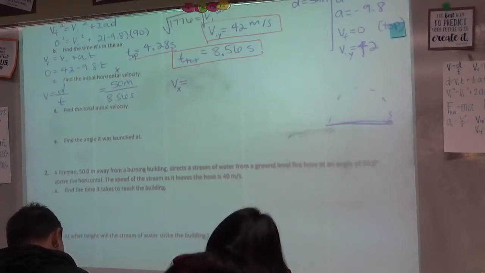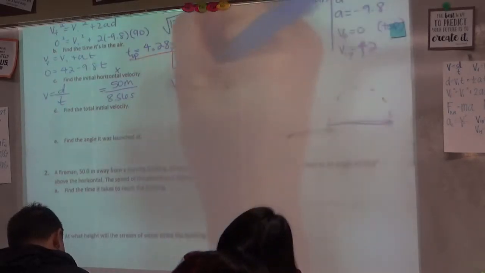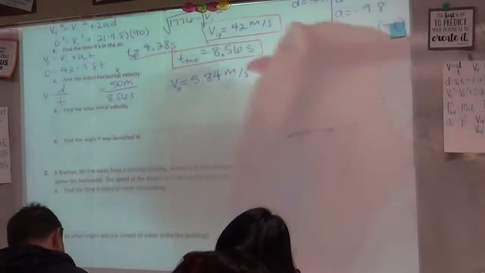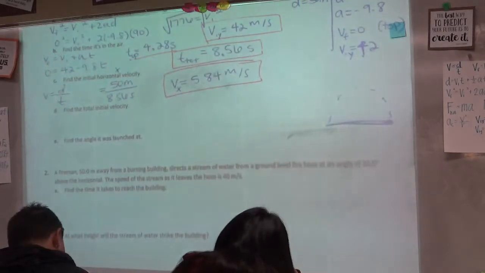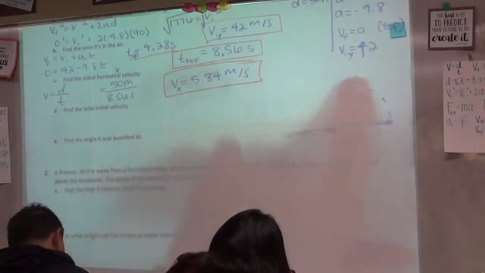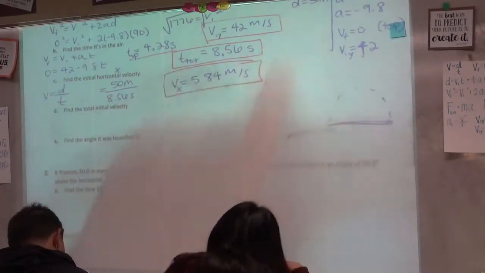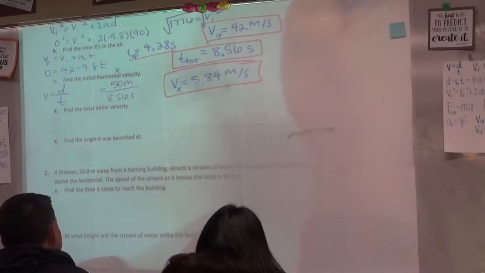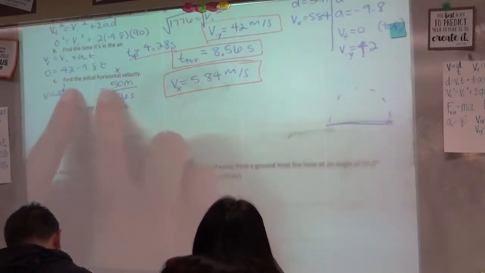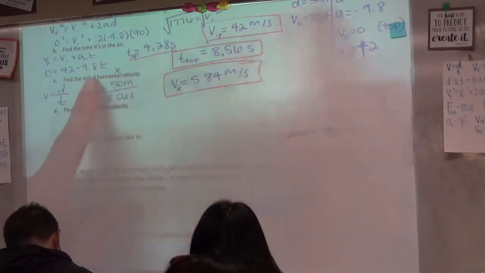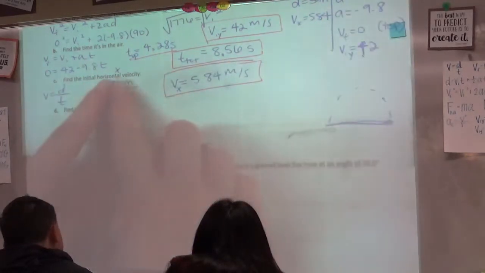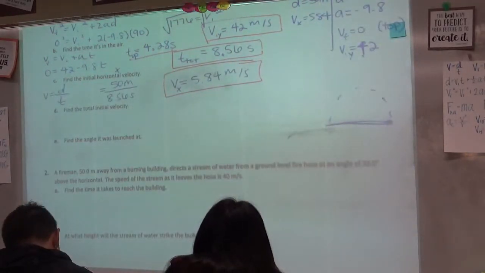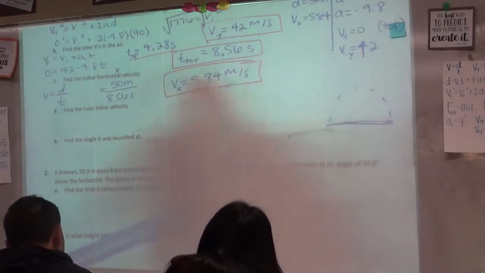What are you guys getting for your initial velocity for X? 5.84? Perfect. Good. So we have the initial velocity for Y, we have the total time and the T up. We've got that our X velocity is 5.84. Now that is the initial X velocity and the any X velocity, because what do you know about X velocities? It's constant. So that is the X velocity literally at any time.